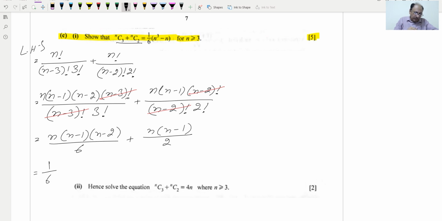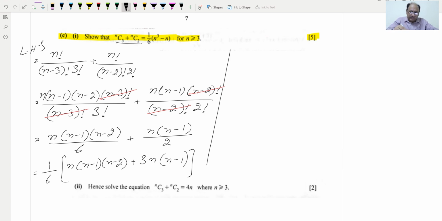And inside will be n into n minus 1 into n minus 2 plus 3n into n minus 1, and bracket close. Now further we can write the next step. Next step will be multiplying. So 1 over 6 and n into n minus 1 will be n square minus n into n minus 2. We have multiplied these two and written there.